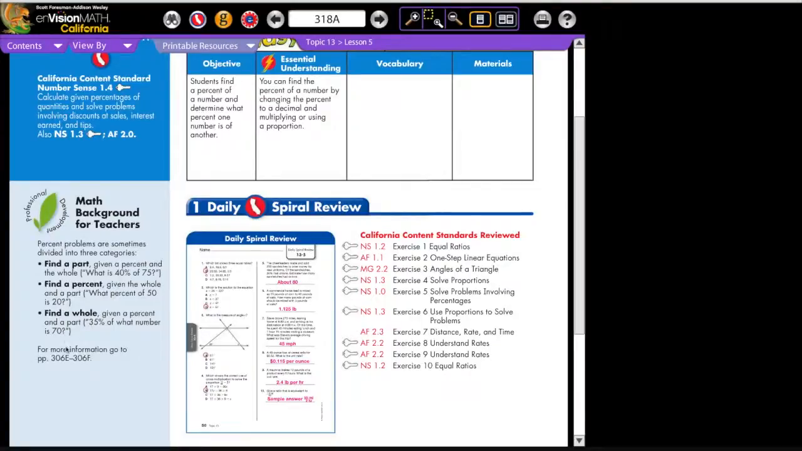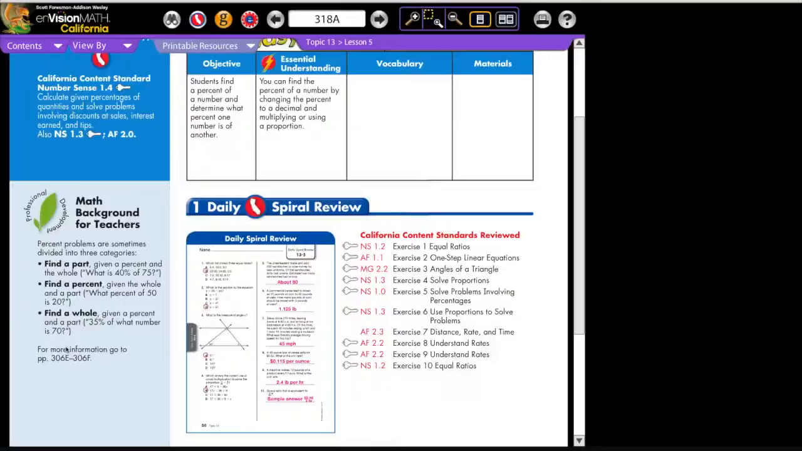So Envision gives obviously several examples of these different types of percent problems. You may want to introduce that to your students ahead of time when you're doing your interactive learning, or right before you start the visual learning bridge, just to talk about different ways in which they might see problems presented with percents.